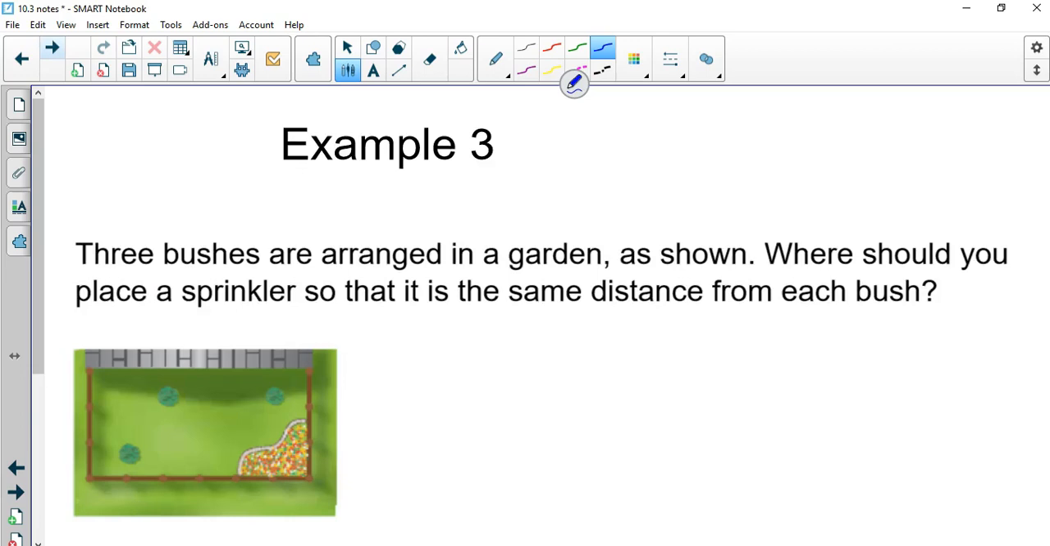All right, 3 bushes are arranged in a garden as shown. Where should you place a sprinkler so it's the same distance from each bush?